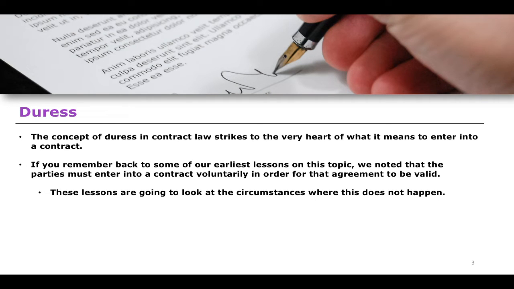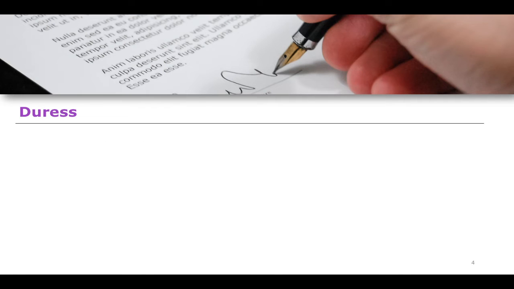So these lessons that we're going to look at, where we look at the common law doctrine of duress and the equitable doctrine of undue influence, look at situations and circumstances where there isn't this voluntary entering into an agreement. There is this involuntary agreement that is made where an individual has been coerced or has been subjected to some kind of undue influence or has been threatened into entering into an agreement that they would not otherwise have signed or have agreed to.